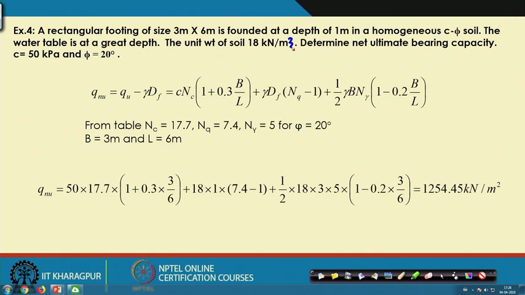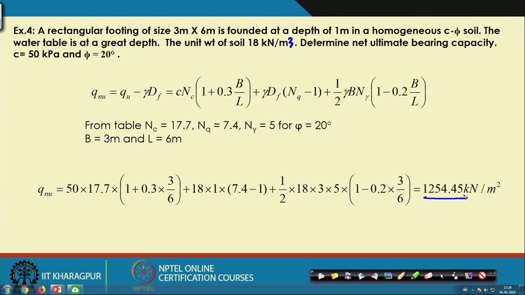So, in the general shear failure, we will not reduce anything, we will use the same phi value, same C value, and we will get the NC and N gamma for the same phi. That means here we are using 20 degree phi using Terzaghi's table. So, NC, N gamma, these values we are putting. So, we will get the bearing capacity, that is 1254.45 kilonewton per meter square.